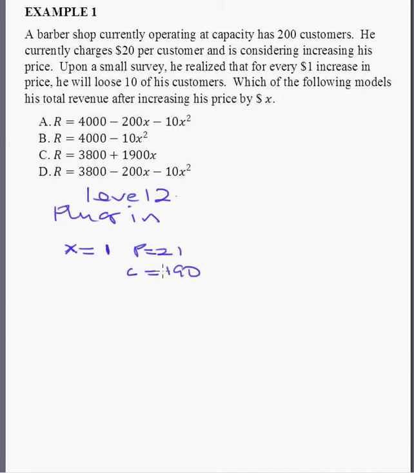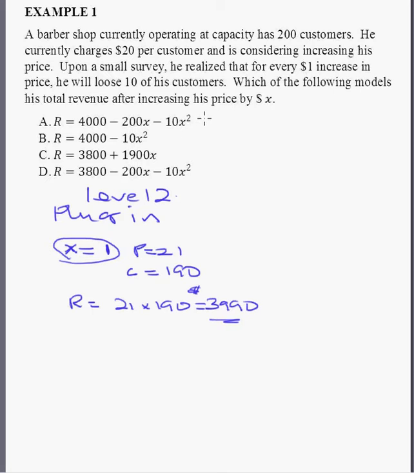This is the kind of thinking I want you to do. What does it mean? That means your revenue R will be equal to $21 times 190, and that will be equal to $3,990. That's how much money you make. You are assuming that you're going to increase by just x equal to $1, right? So Level 2 plug-in demands that you take this x equal to 1 and plug it into any of these equations and see which of them will give you 3,990.